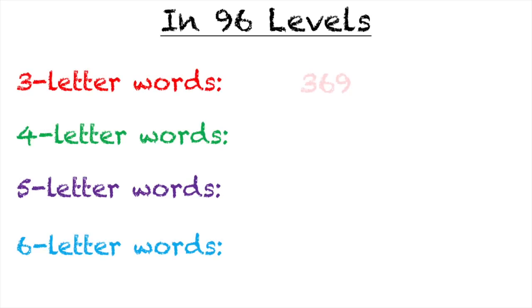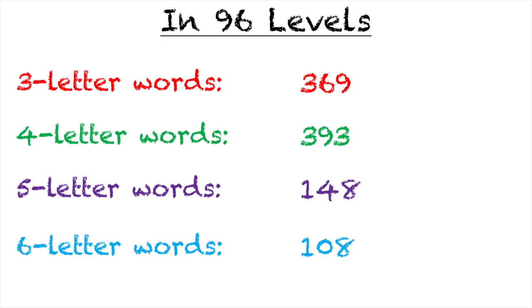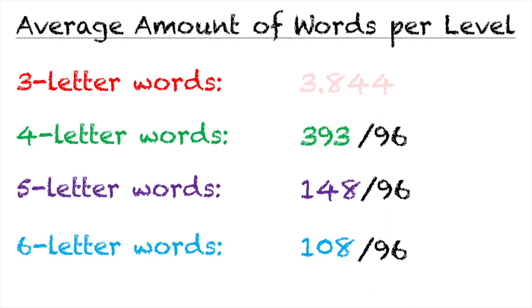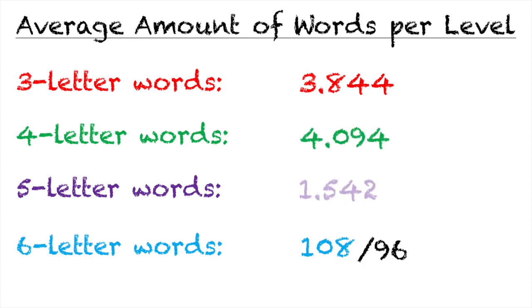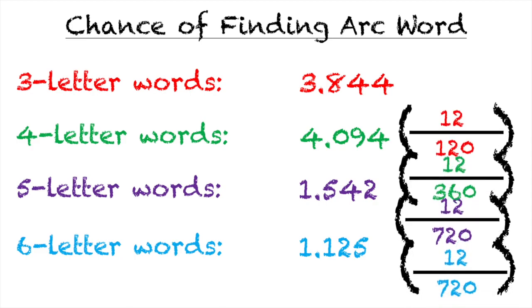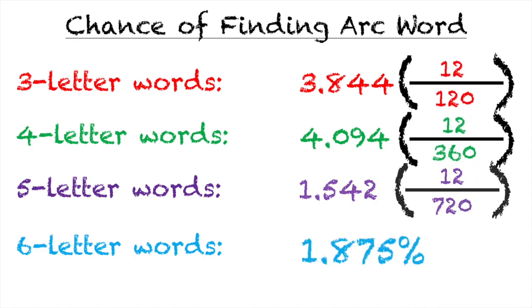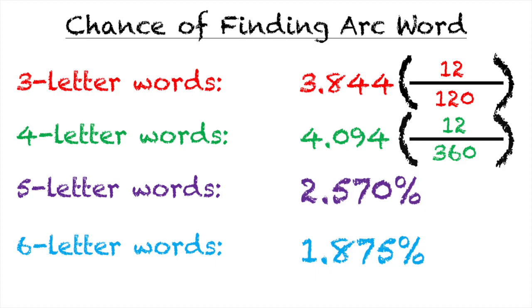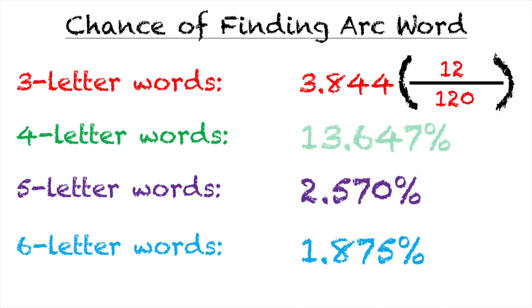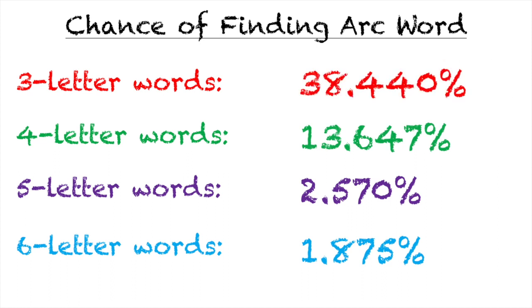In these 96 levels, there were 369 3-letter words, 393 4-letter words, 148 5-letter words, and 108 6-letter words. Dividing all these by 96 gives us the average amount of words per puzzle, which is 3.844 3-letter words, 4.094 4-letter words, 1.542 5-letter words, and 1.125 6-letter words. Now that we have the averages, we can plug them into our fractions, which gives us a 1.75% chance of finding a 6-letter arc word, a 2.57% chance of finding a 5-letter arc word, a 13.647% chance of finding a 4-letter arc word, and a 38.44% chance of finding a 3-letter arc word.